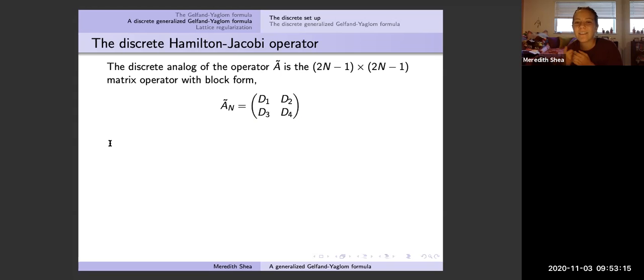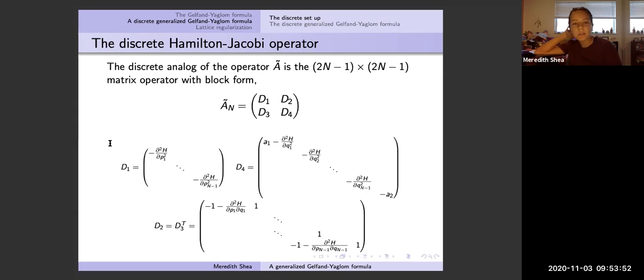So the discrete analog of A tilde, which I call A tilde n, is going to be a 2n minus 1 by 2n minus 1 matrix, and it's got a really useful block form. So I'll denote the blocks of it by D1, D2, D3, and D4. D1 is n minus 1 by n minus 1, and D4 is n by n. It'll be useful to consider this just because when we prove the discrete version of the generalized Gelfand-Yaglom formula, this block form will be useful in part of the proof.